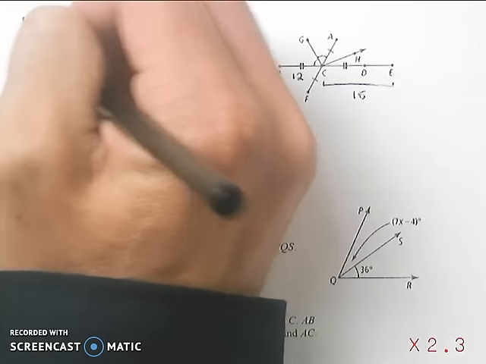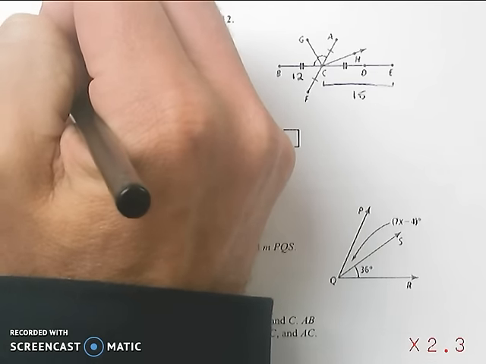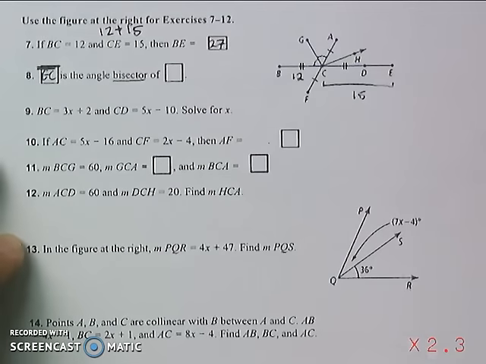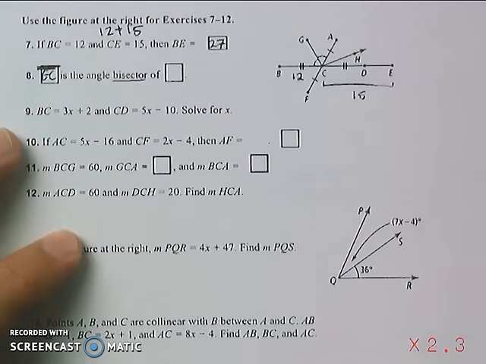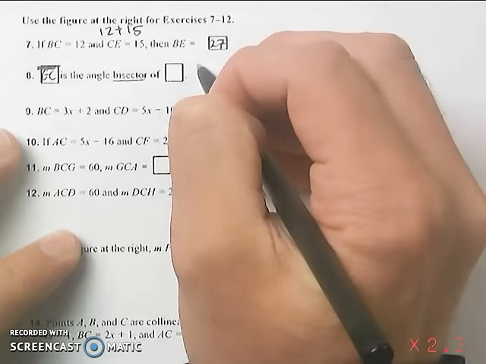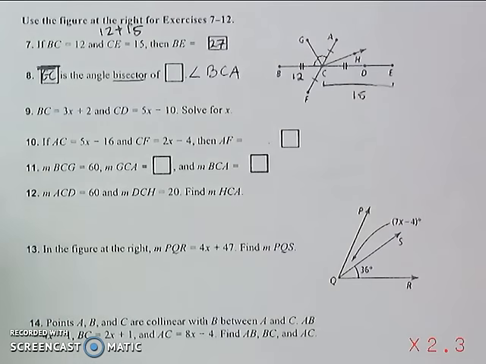It's kind of small to write in this box, so I'm going to go ahead and try and squeeze it in. But that's a segment, so we're going to put a line over it. So GC is the angle bisector of, the angle is going to be BCA. So angle BCA. So GC is bisecting BCA.